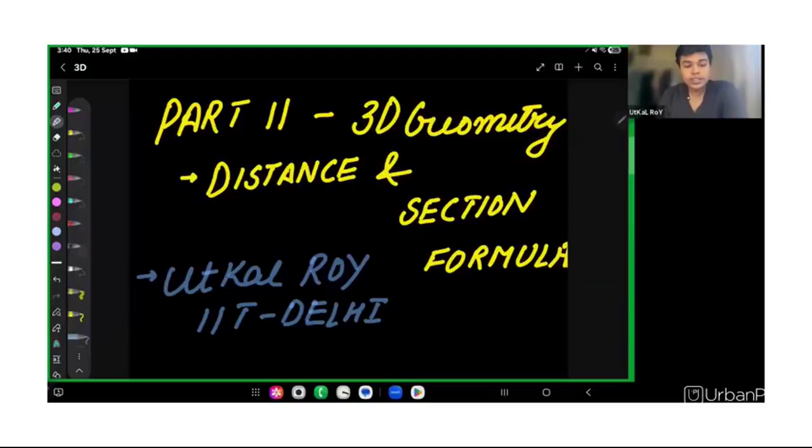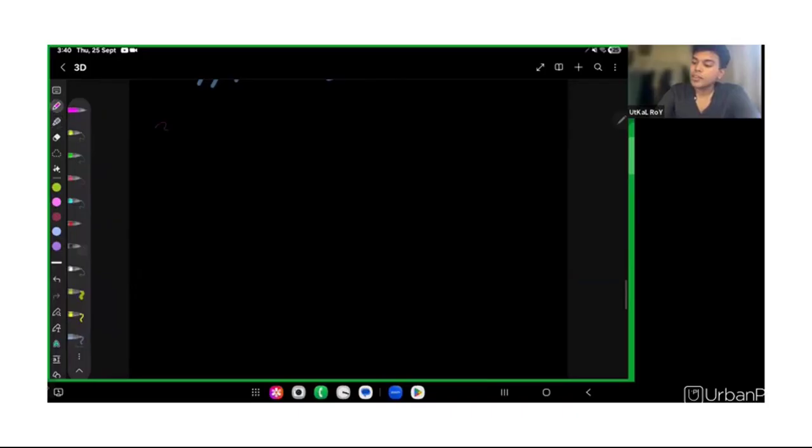So hello again, students. We're talking about three-dimensional geometry, and in the second part of the video, we'll talk about distance formula and section formula in the same chapter, right? Let's start the topic. We'll start with the distance formula.